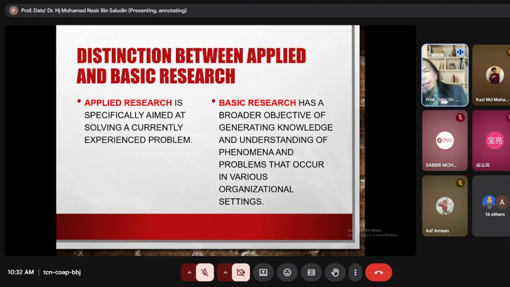Distinguish between applied and basic research. Applied research is specifically aimed at solving currently experienced problems. Basic research has the broader objective of generating knowledge and understanding of phenomena and problems that occur in various organizational settings.